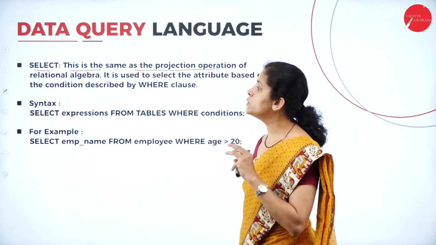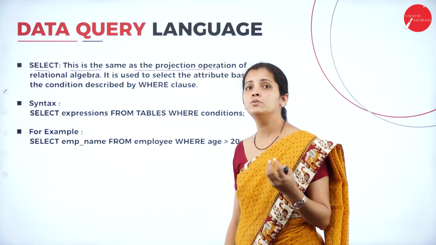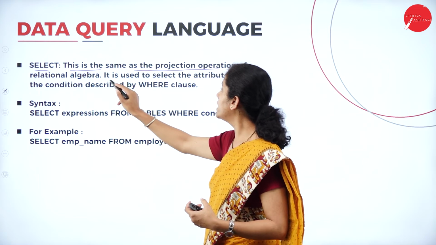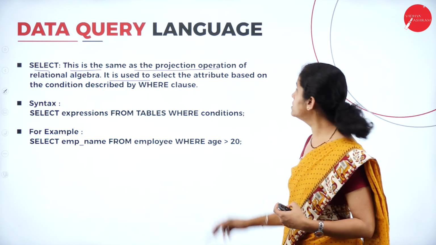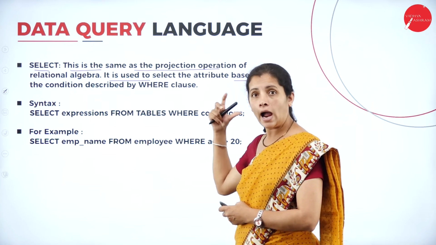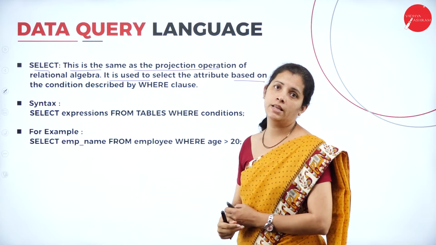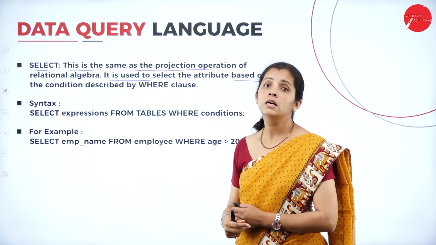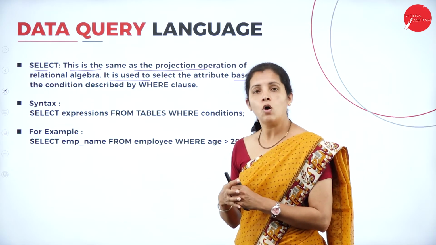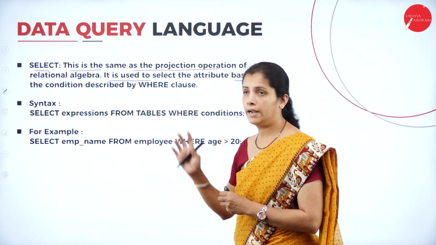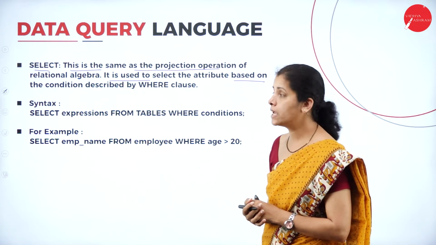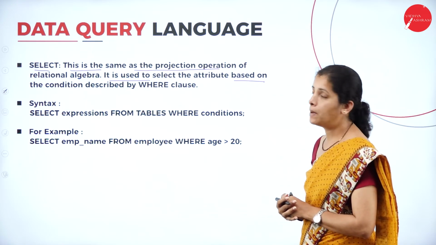Now, select is the same as the projection operation of relational algebra. That means it is mainly used to project. It is used to get the information from the table or database, and to select the attributes based on the condition. That means I can use the select command in two ways. I can use the select command without a where clause, and even with the help of a where clause.